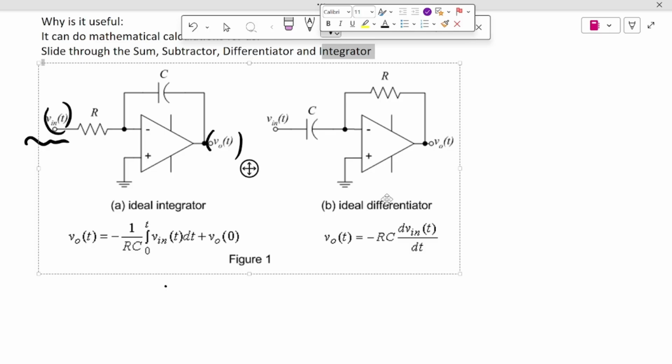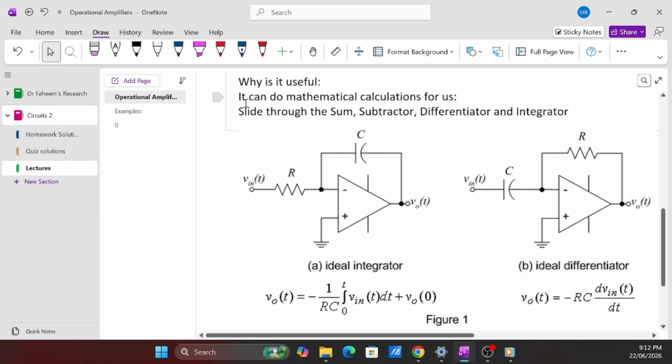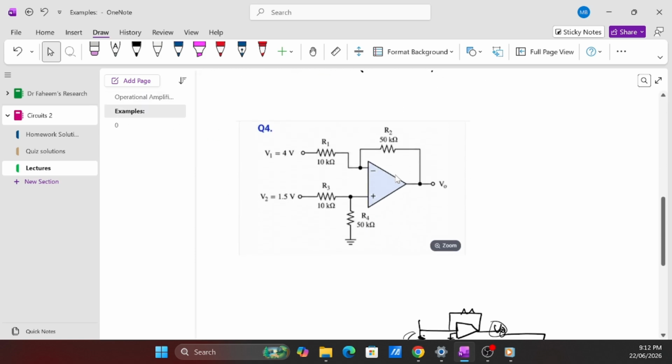And over here you get an ideal differentiator, which is minus RC, that's the constant, and you get a derivative of this input signal. So these circuits are very useful if you want to do mathematical operations on signals, which computers are going to have a really hard time doing, and because these essentially have no delay once it's in steady state. Right, and we're going to finish off with a difficult example.